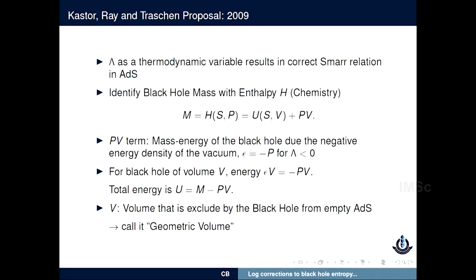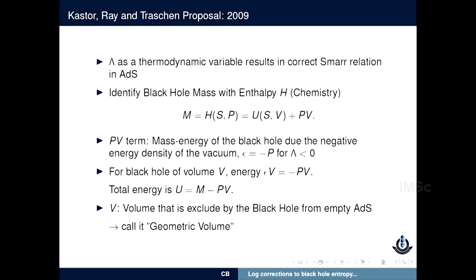So in this work, Kastor, Ray and Traschen in 2009 showed that if you think of the cosmological constant as a thermodynamic variable, it also leads to the consistent Smarr formula for AdS black holes. In flat space, there is a Smarr formula which is a simple scaling relation. If your mass depends on certain thermodynamic parameters, you can use a simple scaling relation to get a Smarr formula. In AdS black holes, if you try to repeat it, it turns out that unless you take variations of the cosmological constant as well, the Smarr formula does not come out to be correct. So this was shown in this paper.